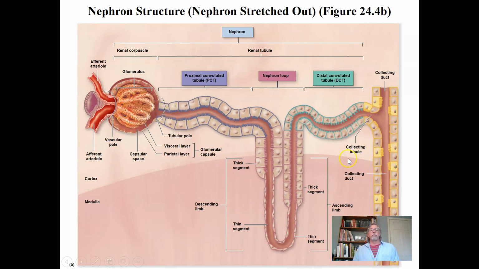In this diagram, the renal tubule has been stretched out and unwound, and this would be the PCT here. Here's the loop of Henle dipping down into the medulla, coming back out to the DCT. Here's a really short segment called the collecting tubule, and this is the collecting duct. Okay, so that's the basic structure of a nephron.